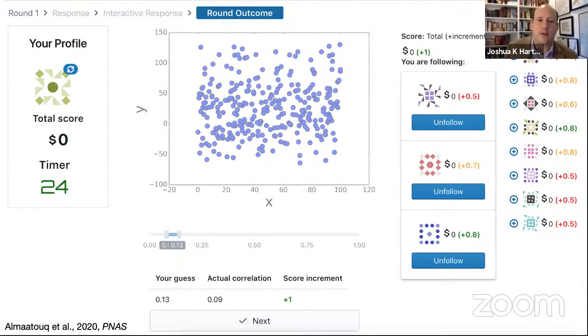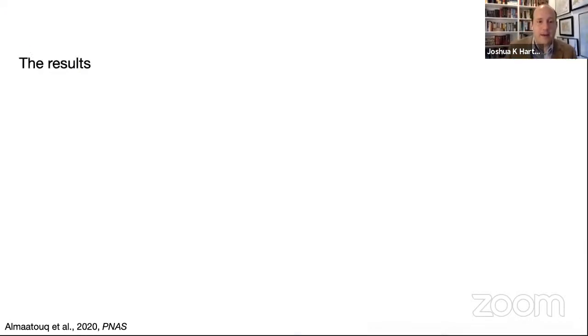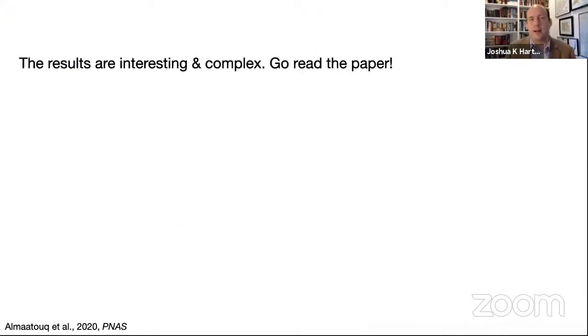But in the one with the fluid teams, you can basically choose who to follow, right? So you can say, well, this person's always wrong. I don't want to follow that purple person anymore. So I'm going to unfollow them and try to follow somebody else. And again, you have information on how successful they were on the last trial. And the results are interesting and complex. Again, go read the paper.